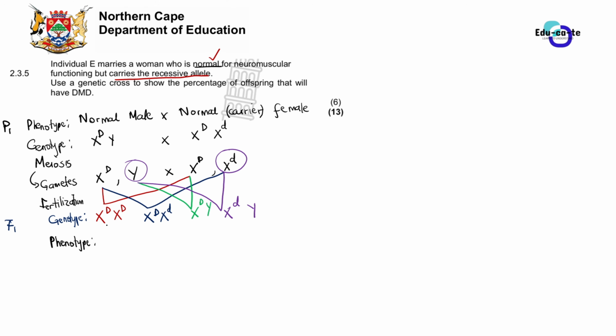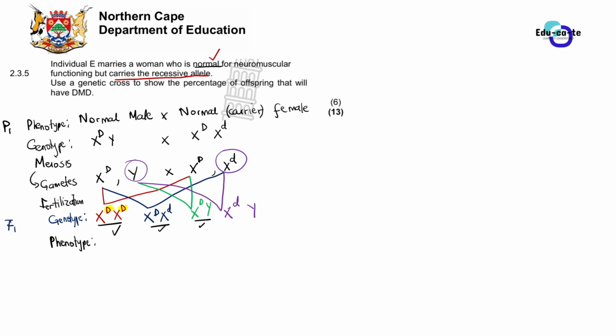The phenotype in this case, you can see the first one is a female, and this female is a normal female. The second one is also a female, and the female is also normal. Here in this case, they say use a genetic cross to show the percentage of the offspring that will have DMD. Basically, we have got a normal female here, and a normal male here. These two are normal. We've got 3 normal people here, 3 people who will not have the condition. We have got 3 people who have the dominant allele, because when you say that they are normal in the context of this question, it means that they have this dominant allele.